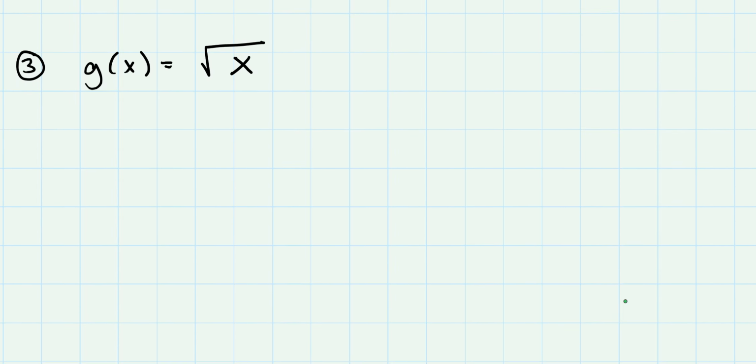Here's the next problem. I want the square root of x for my function g of x. What is the domain of g? Again, we want to think of all the numbers x cannot be. Is there anything you can't take a square root of? Let's see, can we take the square root of 1? Yes, that's just 1, right?